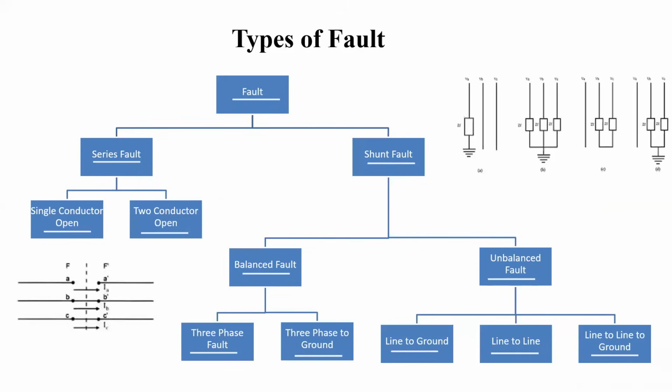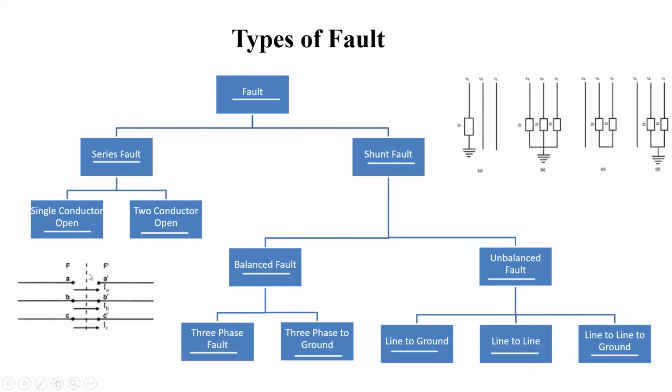So these are the types of faults. The faults can be considered as series faults and shunt faults. Most likely when we talk about faults, we generally tend to think of shunt faults, but there is a fault called a series fault as well. The classification of series fault is single conductor open and two conductor open. The image below shows the single conductor open. Here you can see three phases, out of which only two phases are connected, and the third phase, or the first phase, whatever you call it, is open.